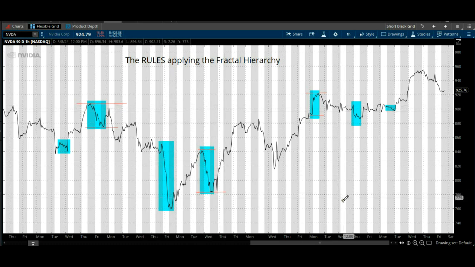Fractals resolve chaos. In chaos, you have no order. There's chaos all over the world: behavior, weather, you name it, it's all chaos.